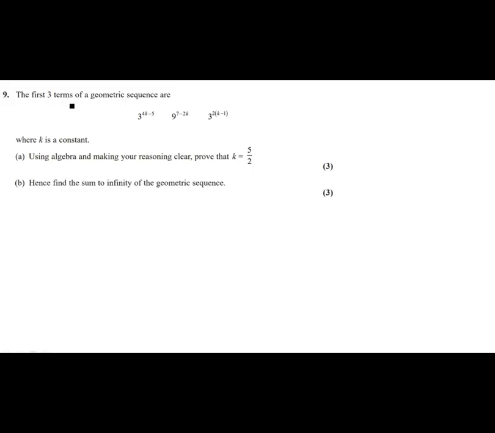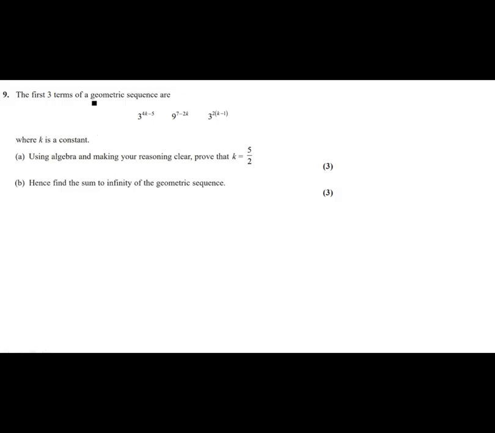Question 9. The first three terms of a geometric sequence are 3 to the power 4k minus 5, 9 to the power 7 minus 2k, and 3 to the power 2 times k minus 1, where k is a constant. Using algebra and making your reasoning clear, prove that k is 5 over 2.